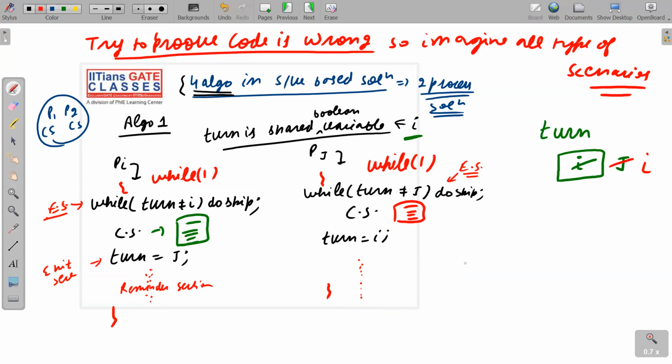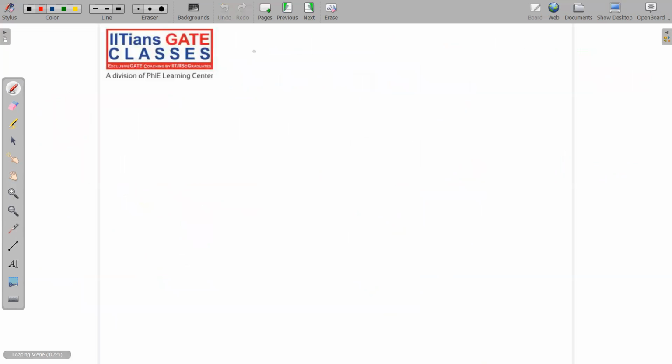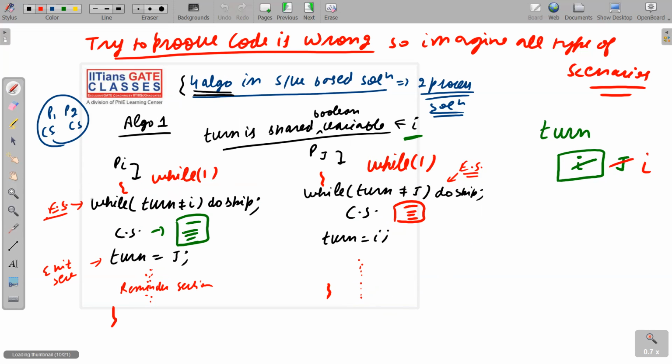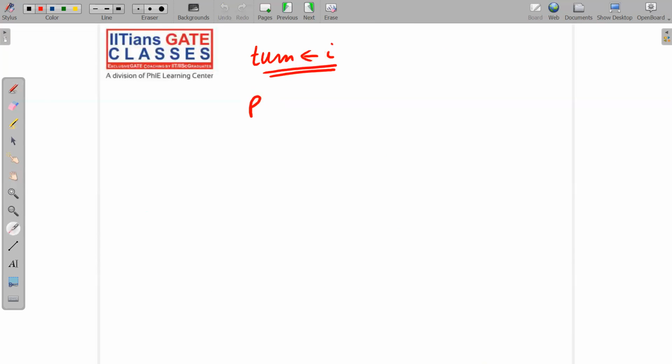So now let me tell you the summary of this code. Let me jump to the next slide. Okay. So you can imagine initially turn is I. So who will first enter the CS? No doubt, as I have told you, I is not equal to I is false, so PI will enter the CS. Now you can imagine that PJ comes first. Initially turn is I and PJ comes. When PJ comes, it will say I is not equal to J. It will keep on doing do skip, do skip, do skip. It will not be able to enter the CS. So PI will enter the CS first. That is for sure. If turn is I, then obviously PI will enter the CS first.